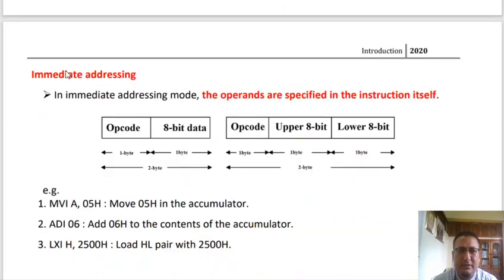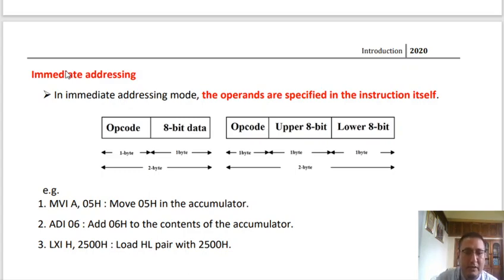Now, immediate addressing mode. In the immediate addressing mode, the operands are specified in the instruction itself, right? So we can have two instances: an opcode and 8-bit data, or an opcode and 16-bit data. For example, MVI A,05. Here the operand is specified in the instruction itself. It will move the immediate data 05 to the register A.